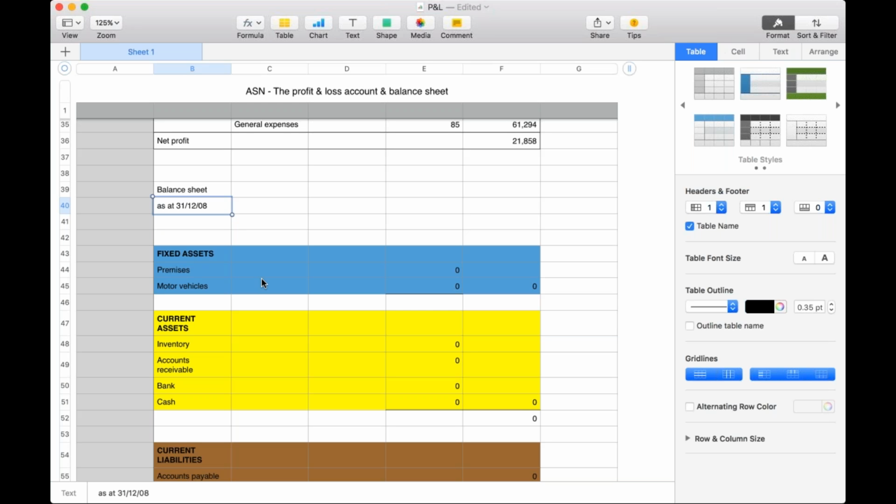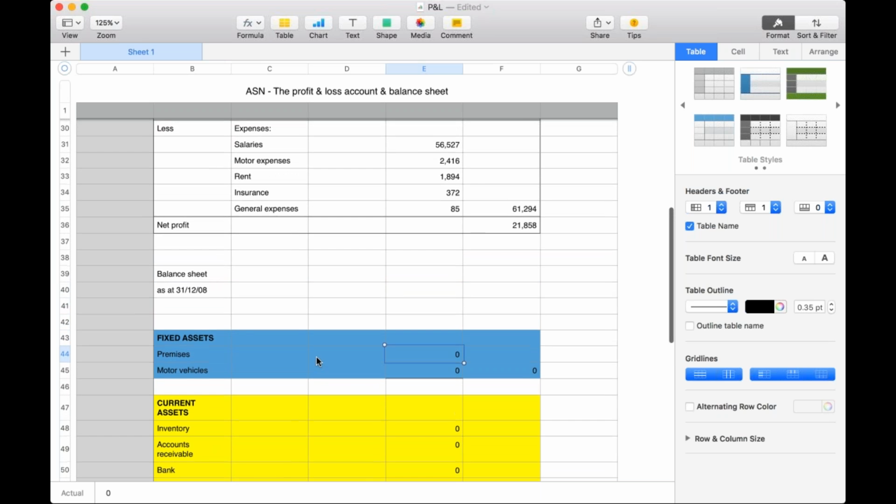So the first thing you'll normally find on a balance sheet is fixed assets. These are the assets that we own, things like, for example, premises and motor vehicles. Any sort of big assets that the business owns, you'll find in the first part of the balance sheet. So that's the first thing we're going to fill in. The first item we've got is premises. Rather than directly link it from the figures above, I'm going to type it in manually just so we can see how it all works.